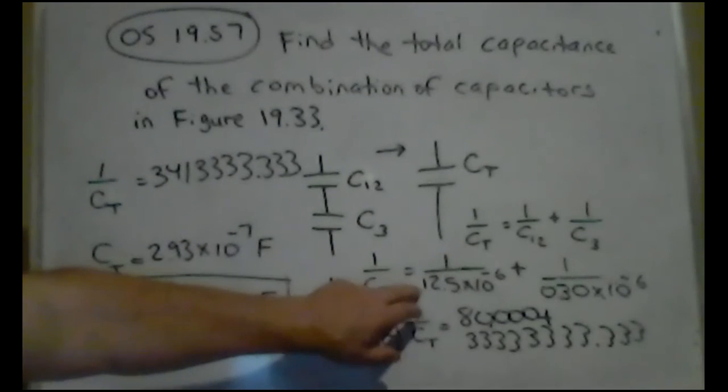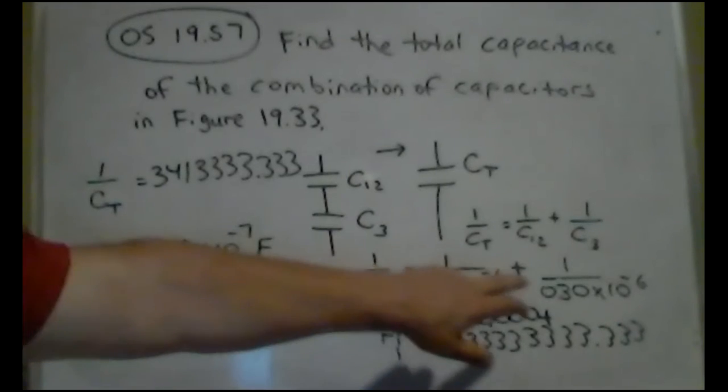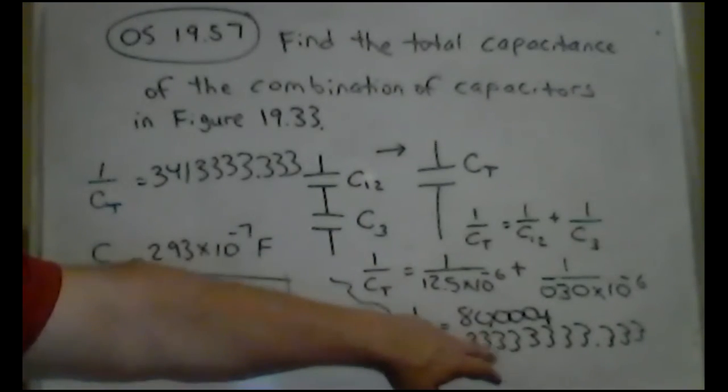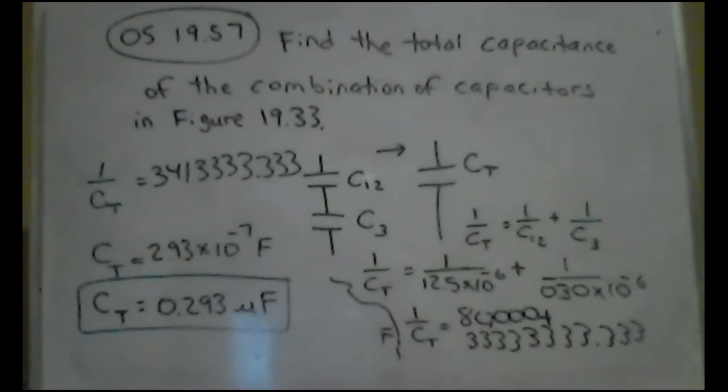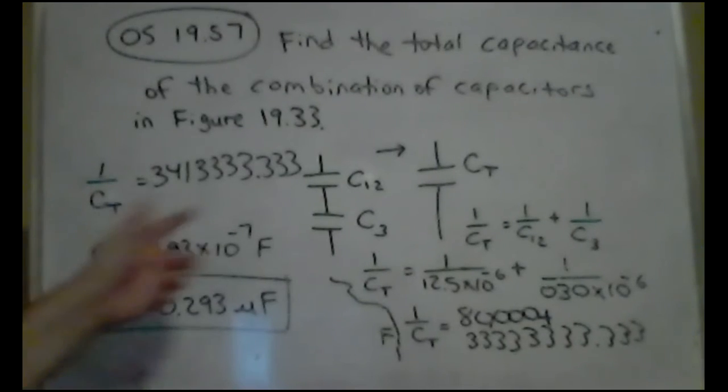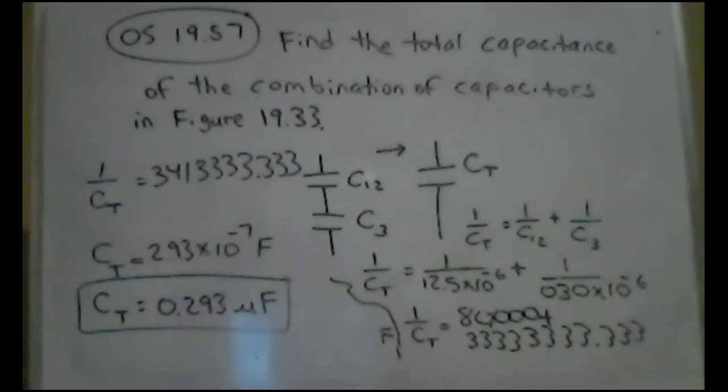So again, I'm going to be expecting very big numbers I'm going to be adding together in my calculator. This first one's going to give me 80,000. The second one's going to give me this 333, a whole bunch of 3s, 0.333, right? When I add them all together, I'm going to get this giant number in my calculator. But again, that's 1 over C sub t. That's not the capacitance. I have to flip it upside down to get the actual equivalent capacitance of this combination. And so when I do that, I get 2.93 times 10 to the -7 farads, which would be 0.293 microfarads.